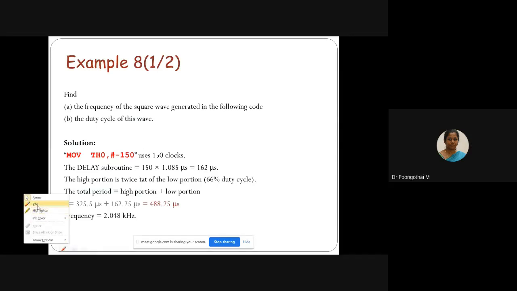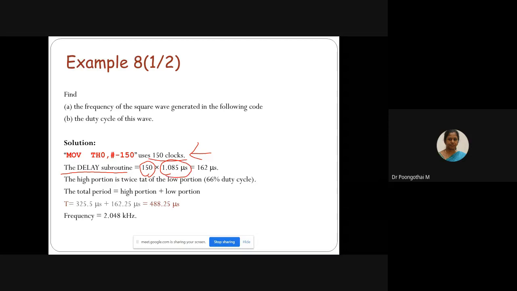So the particular delay routine will generate, that is 150 clock cycles are required. So the particular delay routine will generate 150 clock cycles into your microcontroller time period. You will be getting 162 microseconds. Please note it down.